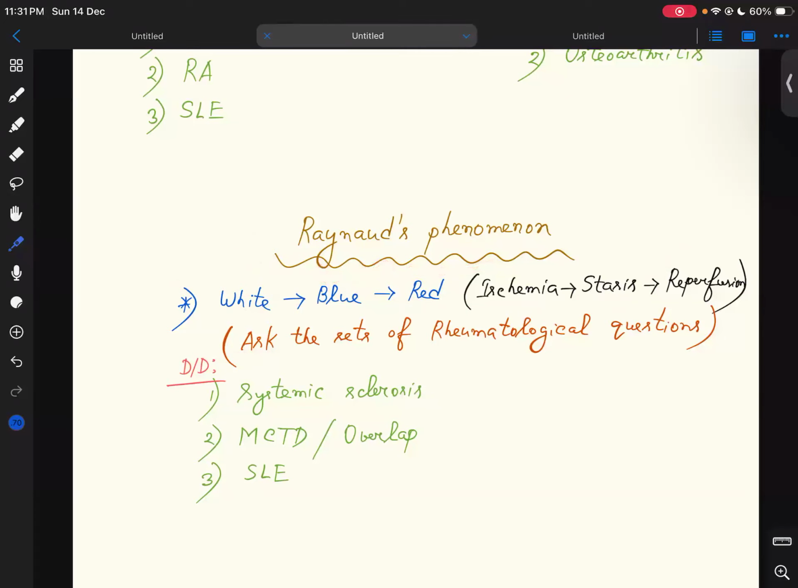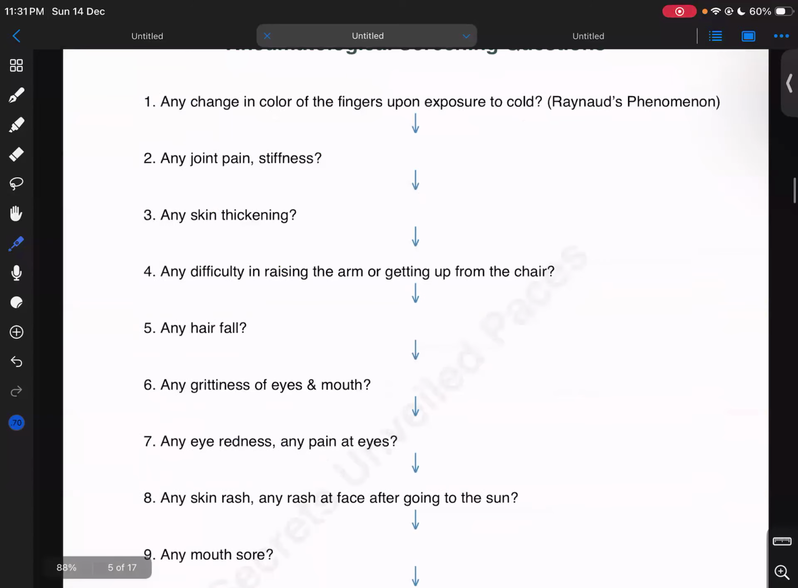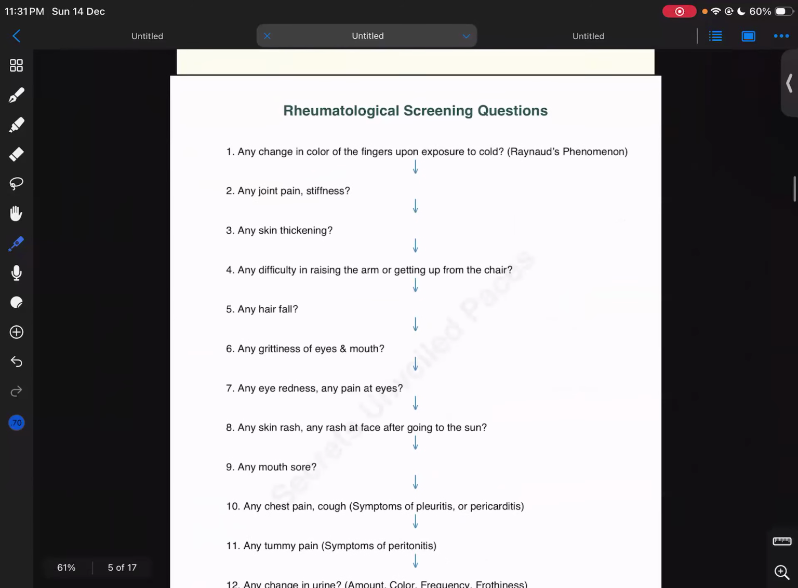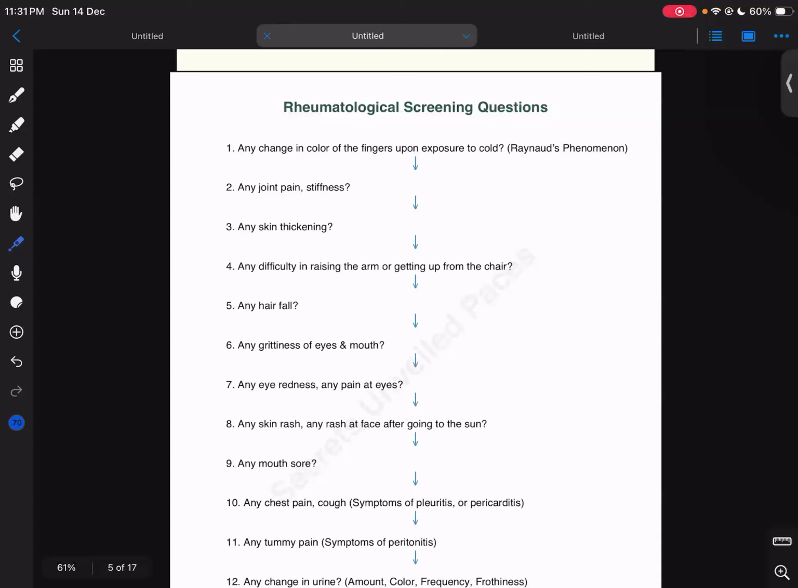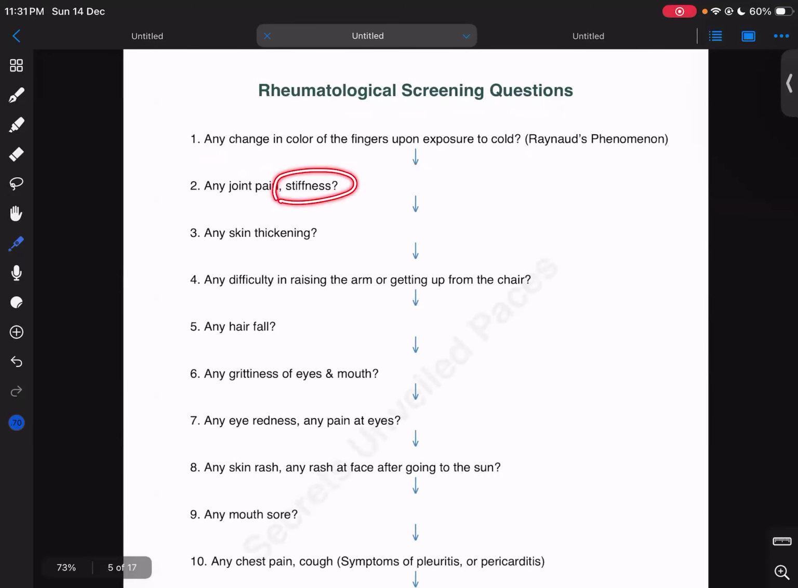Then we have to ask all the sets of rheumatological questions. What are the sets of rheumatological questions? It is there in the main PDF sheet that will be provided to each participant. So what are the questions? You can use this flowchart for any rheumatological disease coming in the PACES exam. First, the question of Raynaud's, that any change in color of the fingers after exposure to the cold. Then any joint pain. If there is joint pain, is there any morning stiffness?